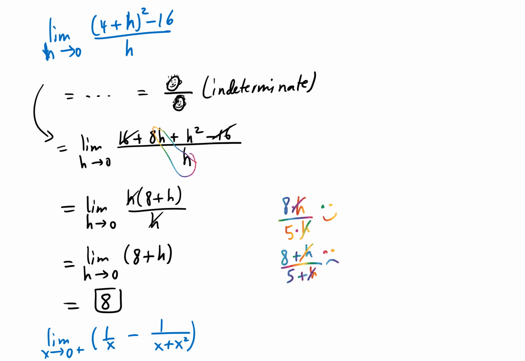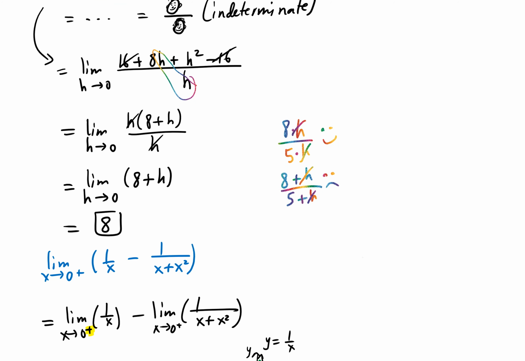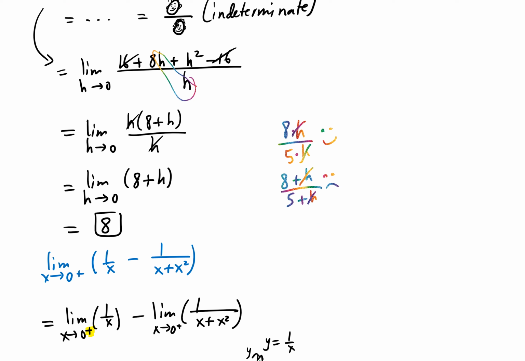For the next one, the limit as x approaches 0 plus of 1 over x minus 1 over (x plus x squared). How do you do this? You find the limit of the first one minus the limit of the second one. Now, how am I going to find the limit of the first one? It's 1 over 0. It's actually 0 plus, which means you're approaching 0 from the right side.